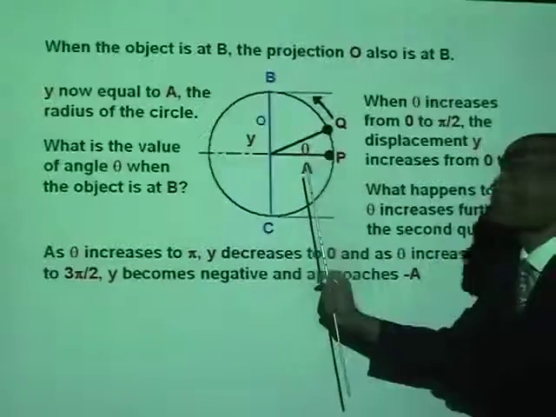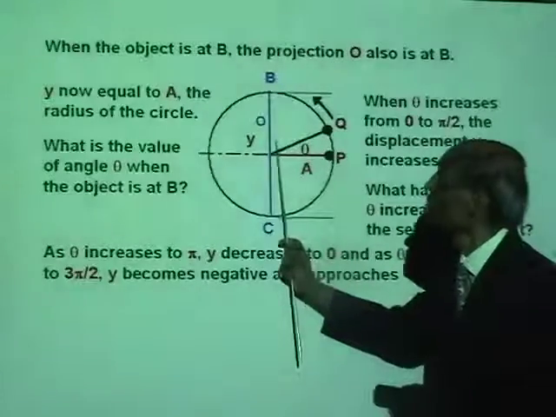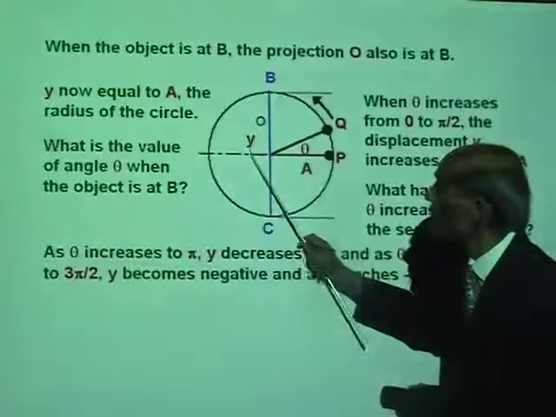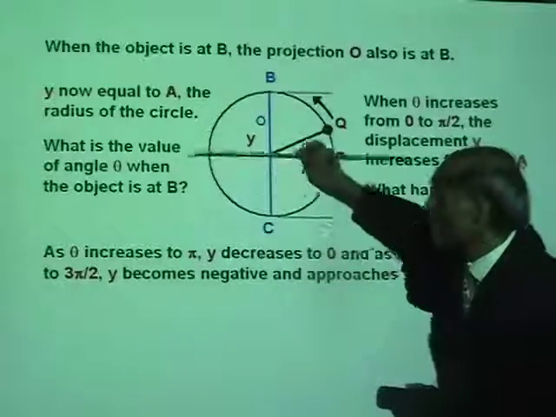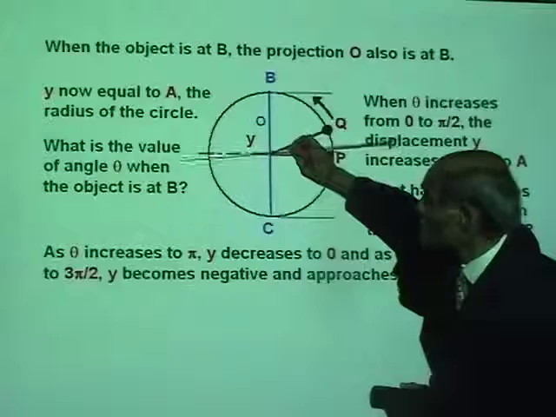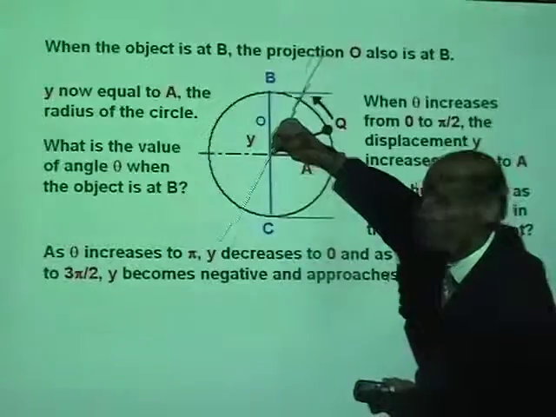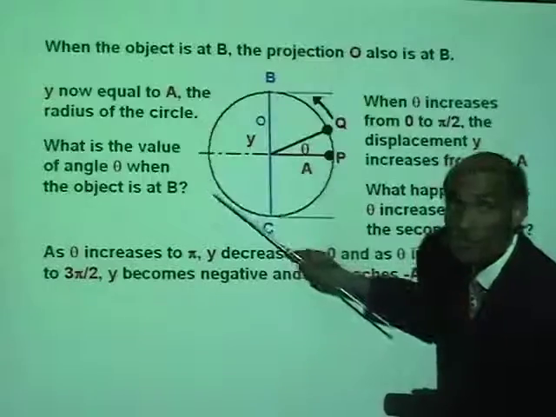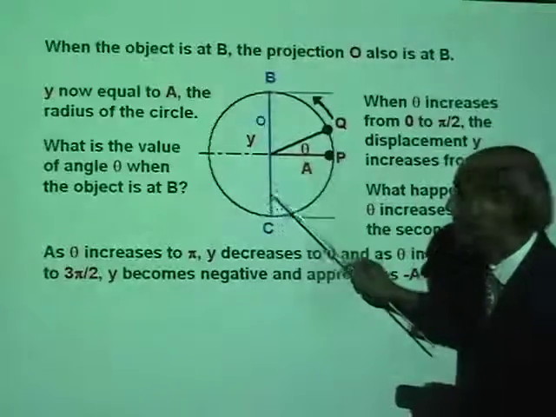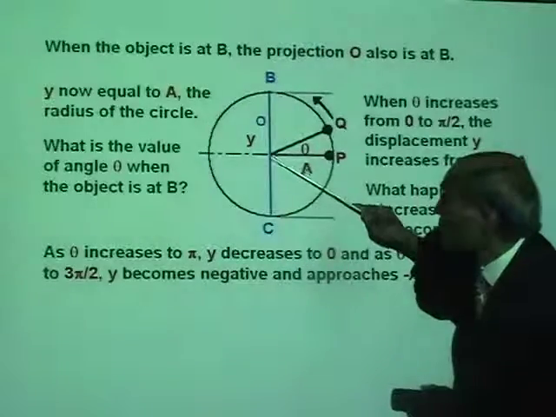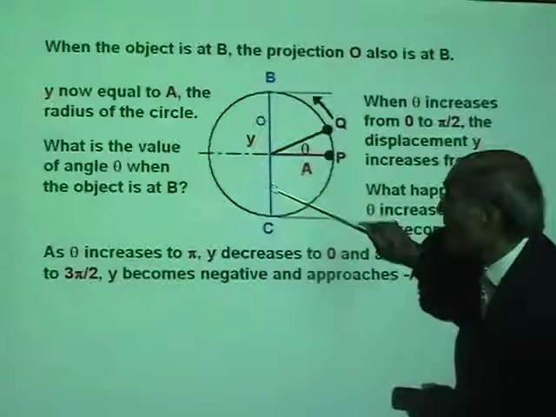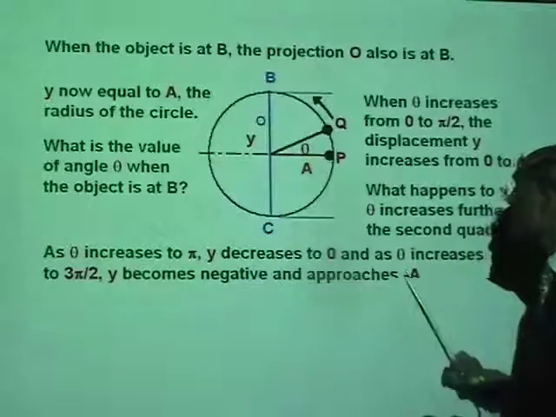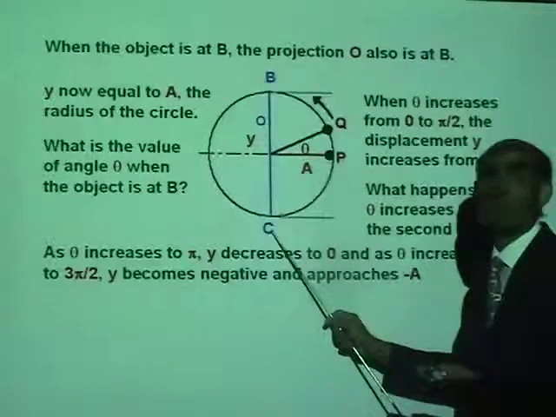I hope you understand this angle we're talking about. This is pi by 2. Now increases to pi. What happens as the angle further increases from pi to 3 pi by 2? That means the object is now continuing on this part of the circle. Well, the projection O will now move down and approaches the value negative A.